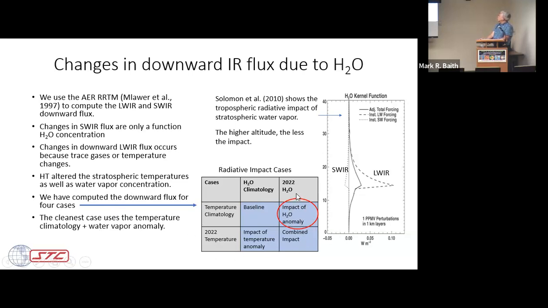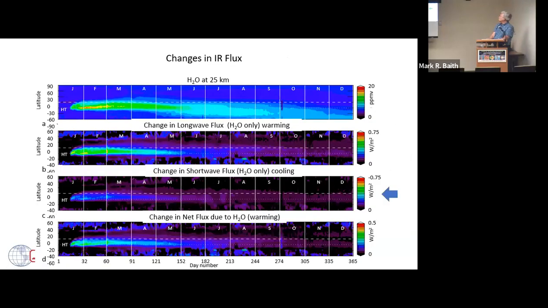and the combined impact is kind of noisy. So I'm just going to show you the impact of the water vapor anomaly only using the climatology of temperature. So what I'm taking is the temperature climatology from MLS, and I'm adding the water vapor perturbation associated with Hunga-Tonga to it, and I'm looking at the change in the downward IR flux. This is the simplest. Okay. So here's the change in the IR flux.